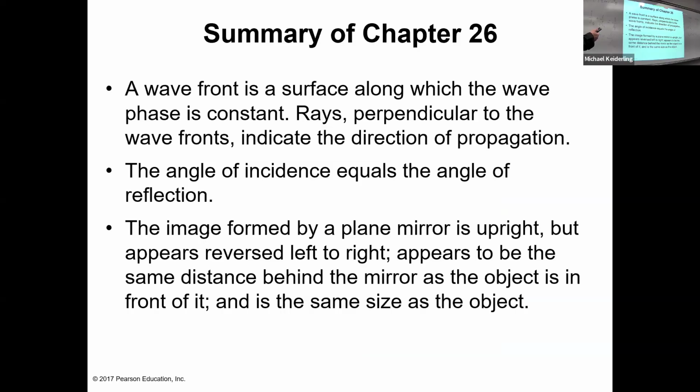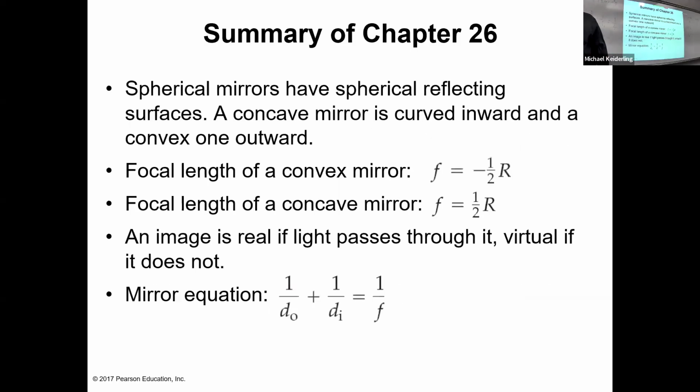So this is the end of chapter 26. A wavefront is a surface along which the wave phase is constant. Rays perpendicular to wavefronts indicate the direction of propagation. The angle of incidence equals the angle of reflection. The image formed by a plane mirror is upright, but appears reversed left to right. It appears to be the same distance behind the mirror as the object is in front of it, and is the same size as the object.